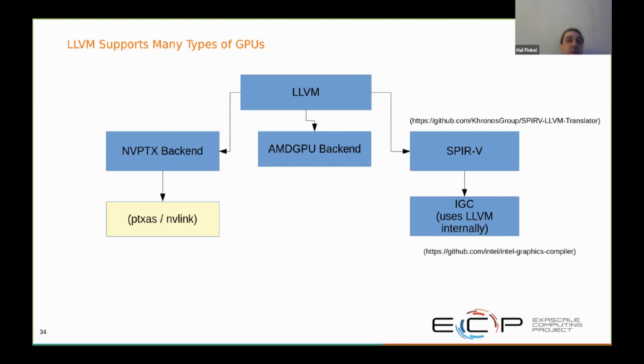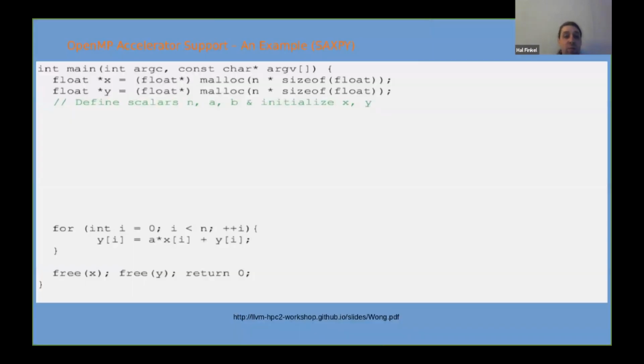So the GPUs from NVIDIA, from AMD, and from Intel are all part of the LLVM ecosystem, as well as GPUs from other vendors. But I've highlighted these three because they're particularly relevant for HPC. I'm going to talk about OpenMP support. I do just quickly want to provide a simple example slide here in case you are not familiar with what OpenMP looks like when you're targeting accelerators.